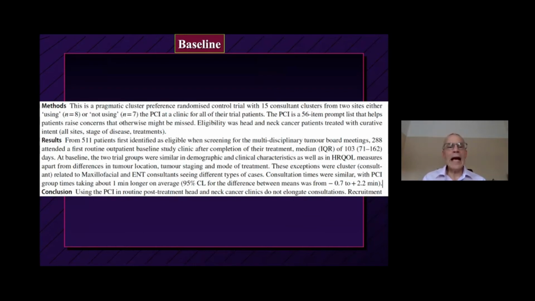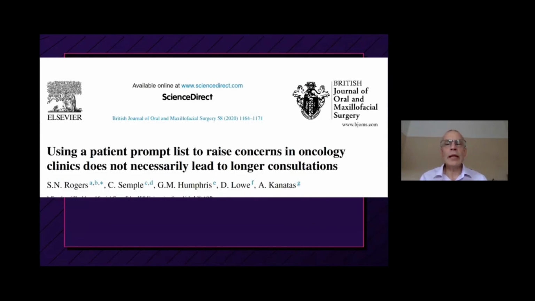We looked specifically at the length of time it took for the consultations to take in both arms of the study. This was because there was a perception that by allowing patients to identify any number of 56 items and to have them brought into the consultation, this might lengthen the consultation and make the PCI tool unreasonable to use in clinical practice. At baseline, the PCI consultations were only 1 minute longer than the non-PCI consultation. We went into a little bit more detail regarding that and published a further paper in 2020.